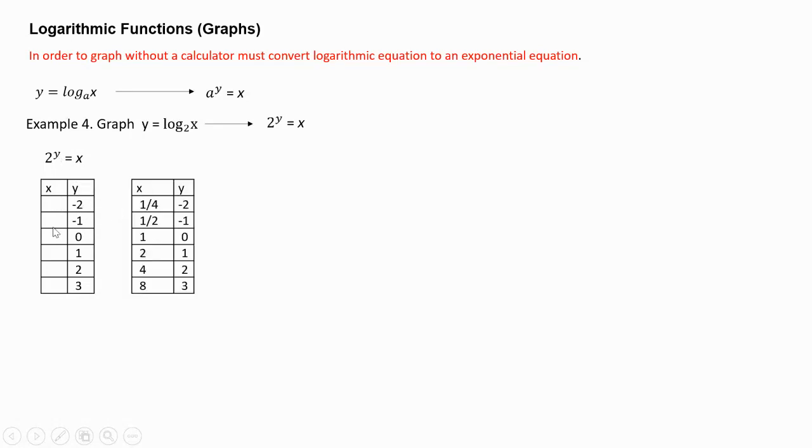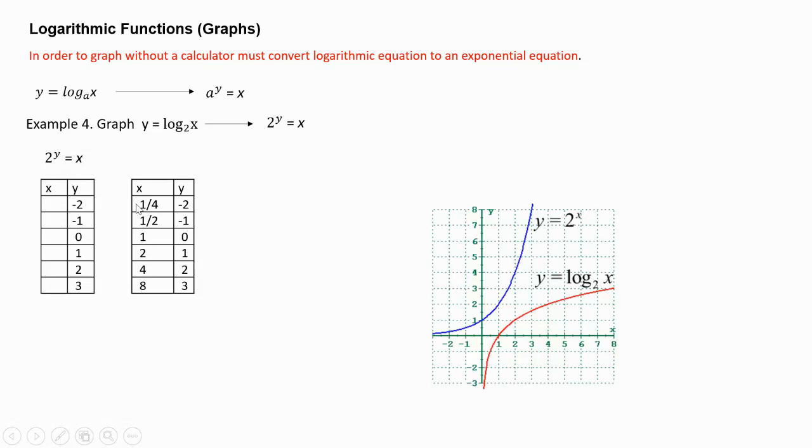And if we follow the same concept as before, when y is -2, x is 1/4. When y is -1, it's going to give us 1/2. When y is 0, x will be 1. When y is 1, x will be 2. When y is 2, x will be 4. And when y is 3, x will be 8.